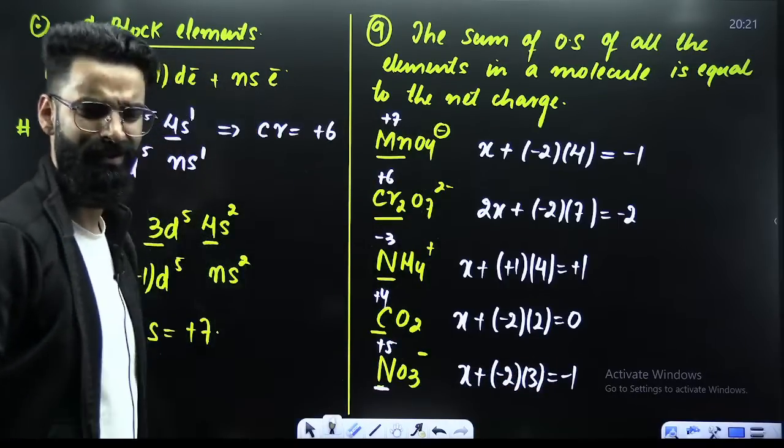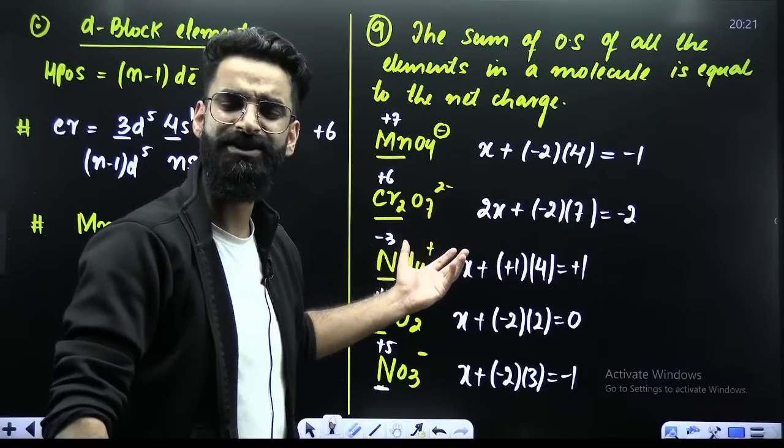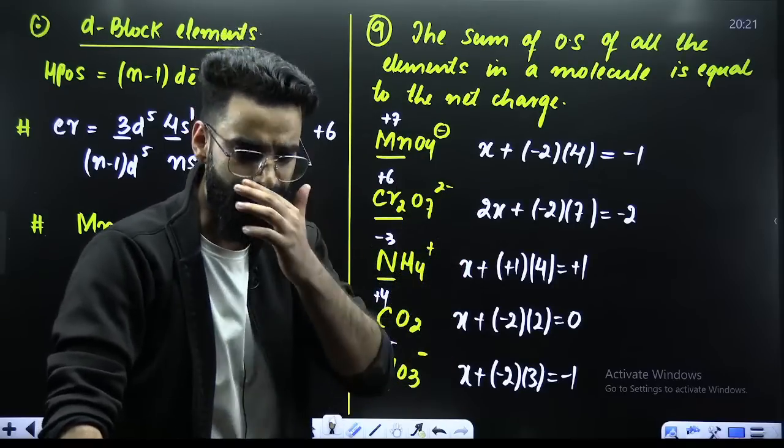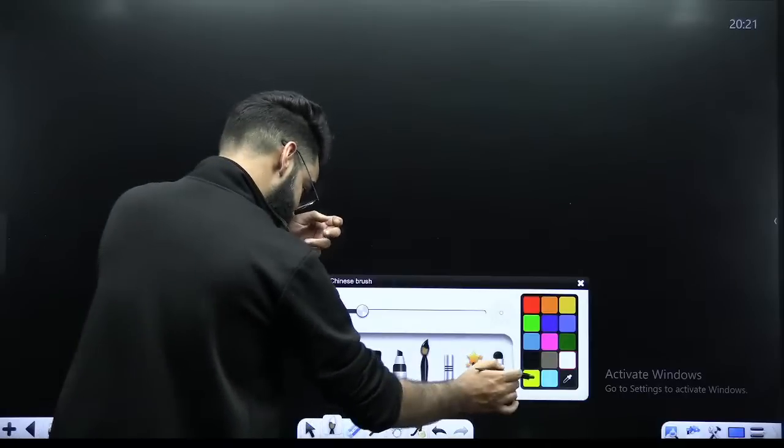So this is how, my dear students, this is how you can calculate the oxidation states of different elements in case of different compounds. Isn't it simple? Let me take a few more examples so that it becomes properly clear to you.